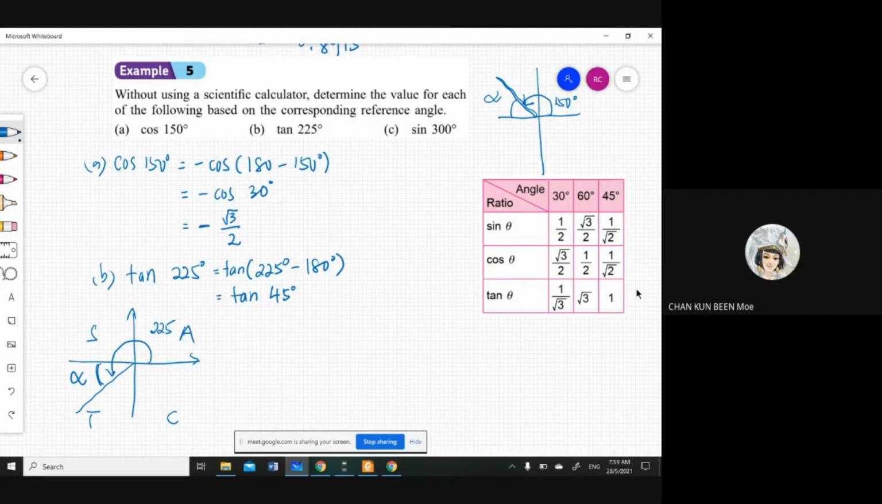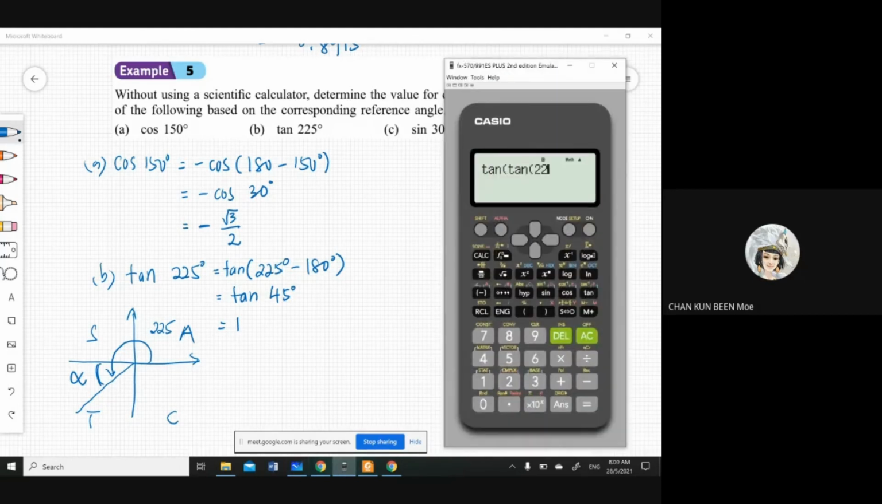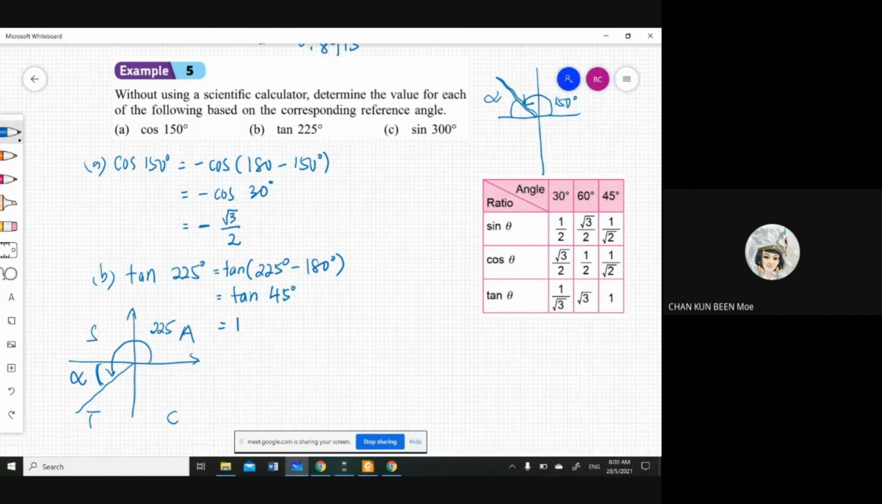So you just refer to the table. Tan 45 is 1. Okay, so you can check with the calculator here. Tan 225, sorry. Tan 225 is 1. Tan 45 for sure is 1 because you get that manually already. Okay? Any question? No. Okay, I move to C now.